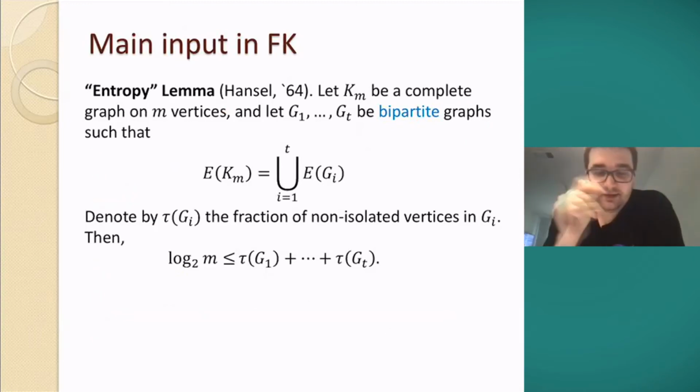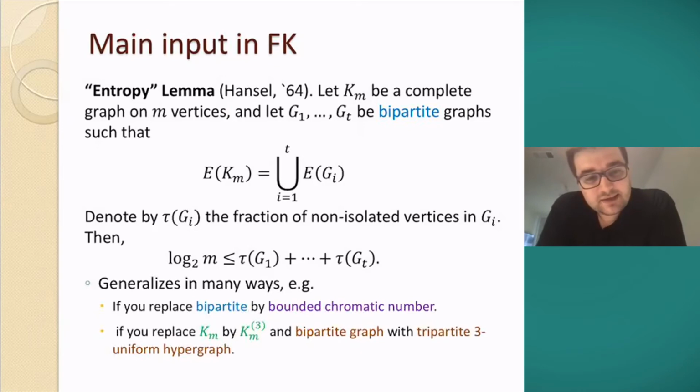That's the main input, and there are different ways to apply this to get bounds. This is essentially what people have been doing for perfect K-hash codes to refine the Fredman–Komlós approach. The reason I'm mentioning this is that it's a rather robust lemma. You can replace the word bipartite with bounded chromatic number. You can do it for hypergraphs. You can take a 3-uniform or a K-uniform hypergraph and do an edge covering there with tripartite 3-uniform hypergraphs.